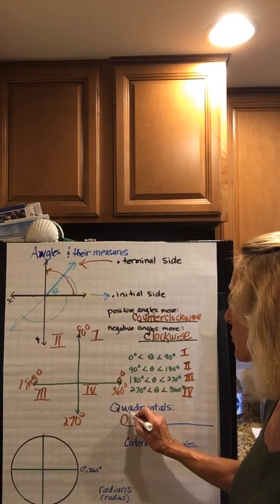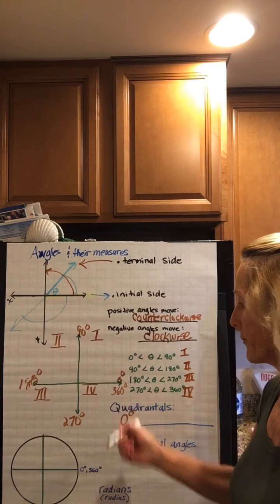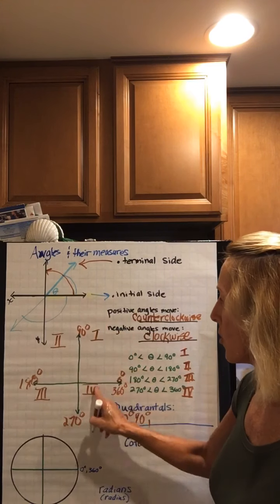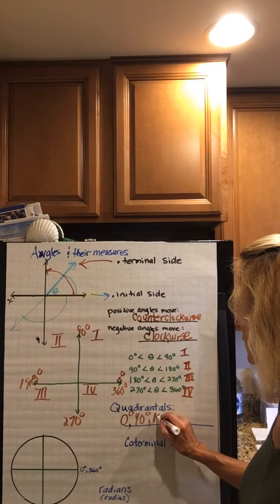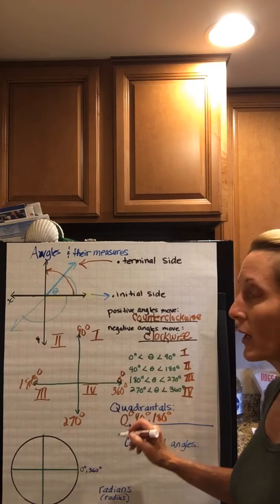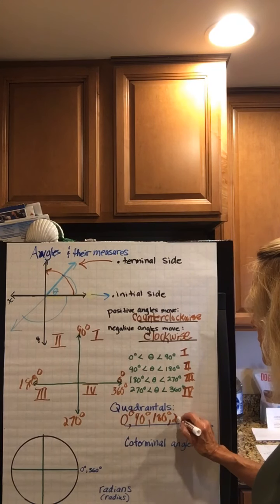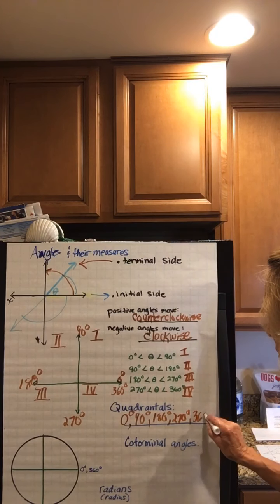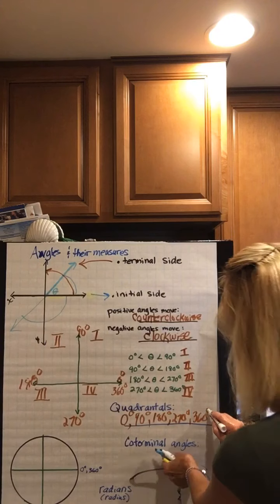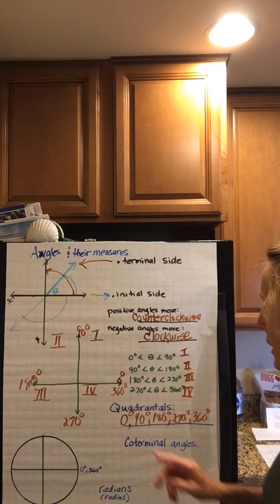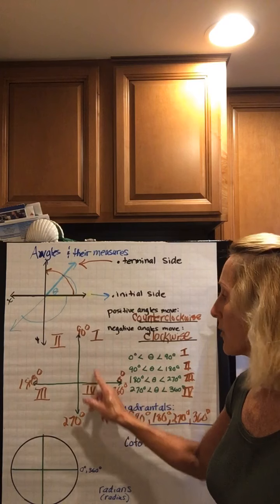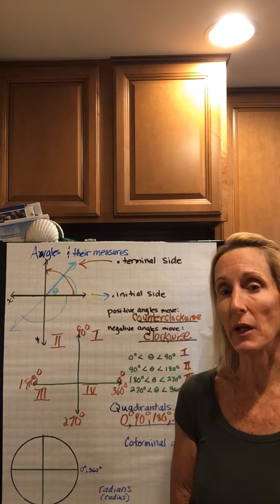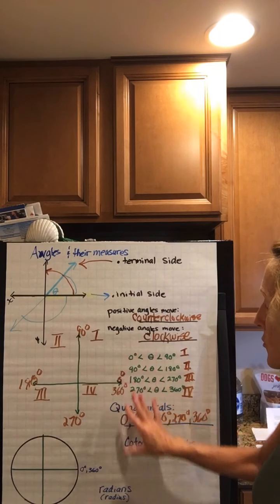If it's 0 degrees, if it lands on 0 degrees, or if it lands on 90, if it lands on 180, if your angle lands on 270, or one more, and that would be 360. So any angle that lands on the x or y axis is not in a quadrant, it's in a quadrantal. Okay, so that's what this is for.